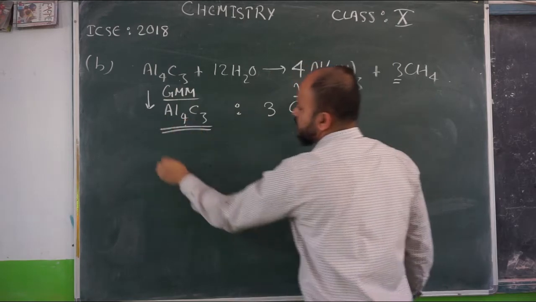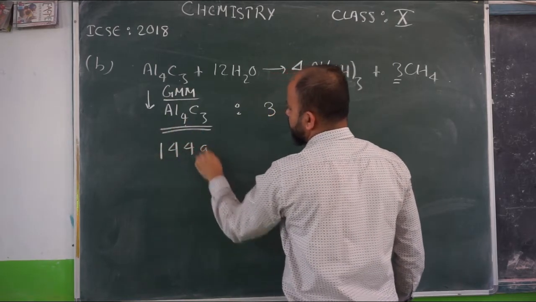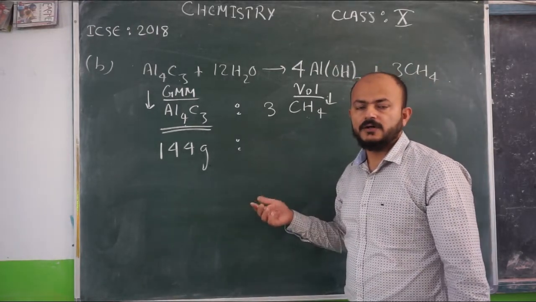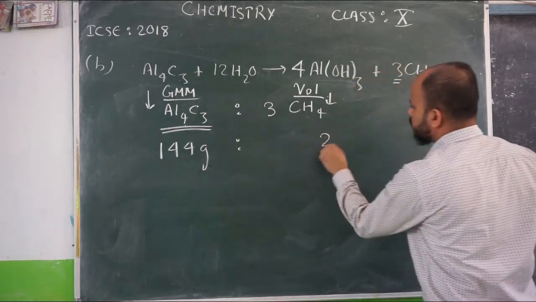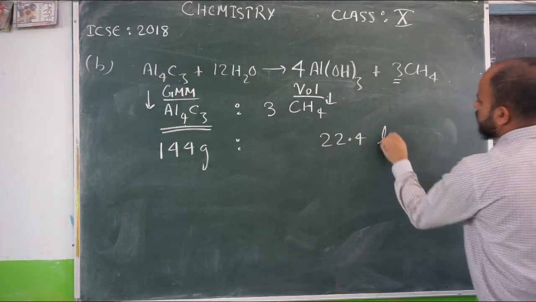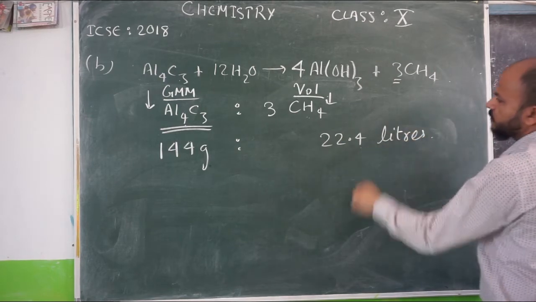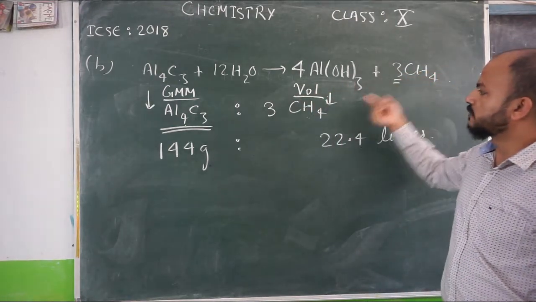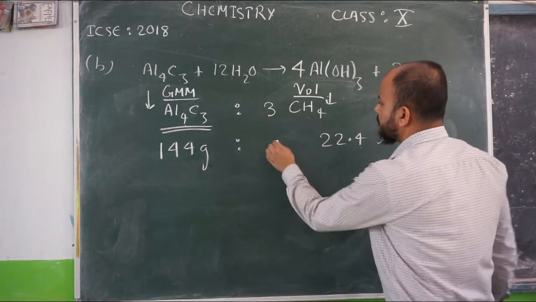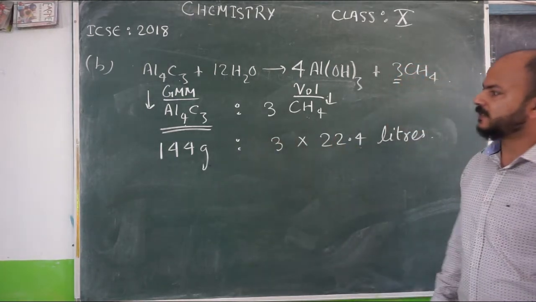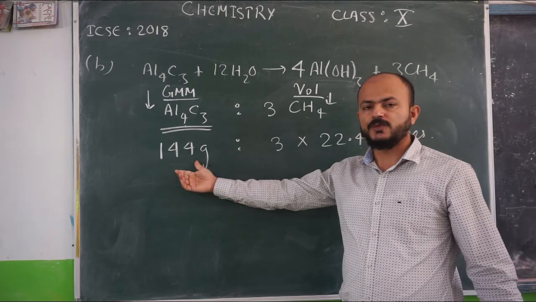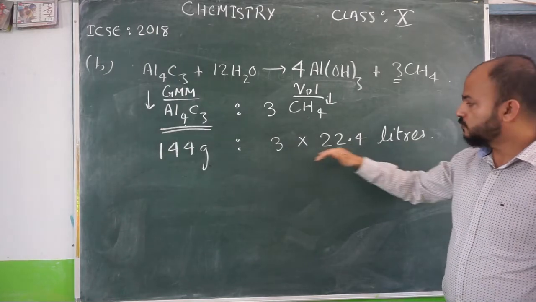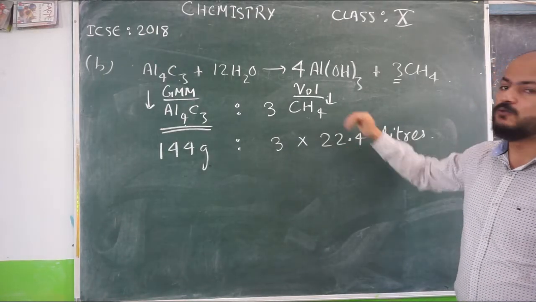So GMM, you already know it, 144 gram. Now, 1 mole of any gas at STP occupies 22.4 liters, you already know it. 1 mole of any gas at STP occupies 22.4 liters, remember, 1 mole. But in this particular equation, you can see there are 3 moles. So you have to always multiply with the number of moles. That means whenever 144 gram of aluminium carbide is consumed, 3 into 22.4 liters of methane will be produced.